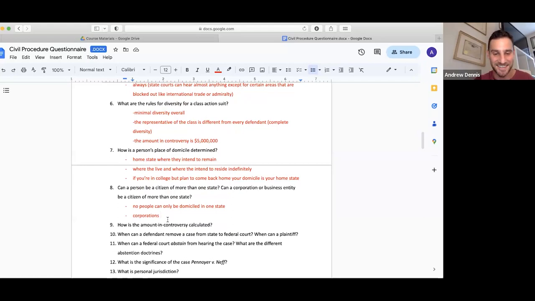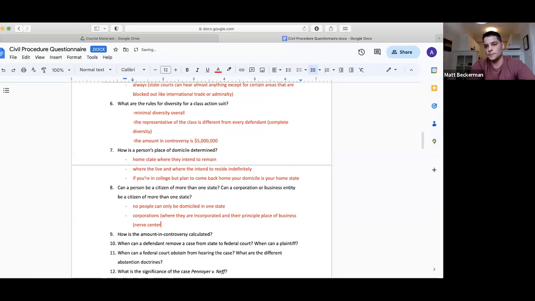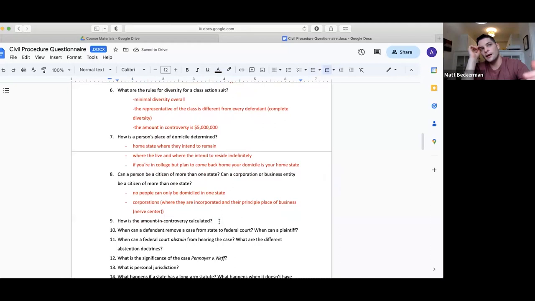So corporations, I know that they're more than one. Where are corporations domiciled? Where they're incorporated, and then principal place of business, also known as their nerve center. Nerve center is kind of like their brain, where the brain is. So they might put their head office in Iowa, but their major factory where they produce everything is in Indiana. Their nerve center would be in Iowa.